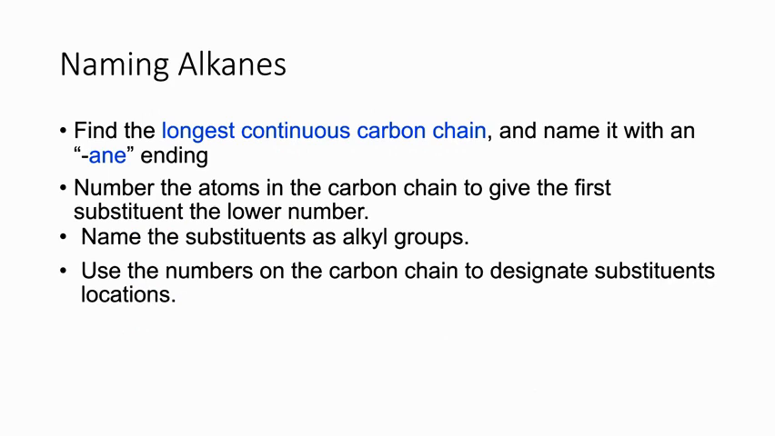Our rules are here, so you don't have to write them down. You're going to find the longest continuous carbon chain, and because it doesn't have anything special, the ending is ane. Then you number the atoms in the carbon chain. You want the first substituent to have the lowest number. We already talked about that. Then you name the substituents as alkyl groups. We talked about these two boxes. This is the one that you'll use for Alex. These are the substituents. You have to recognize those, and you'll tell me where the substituent is and what it is. Great.